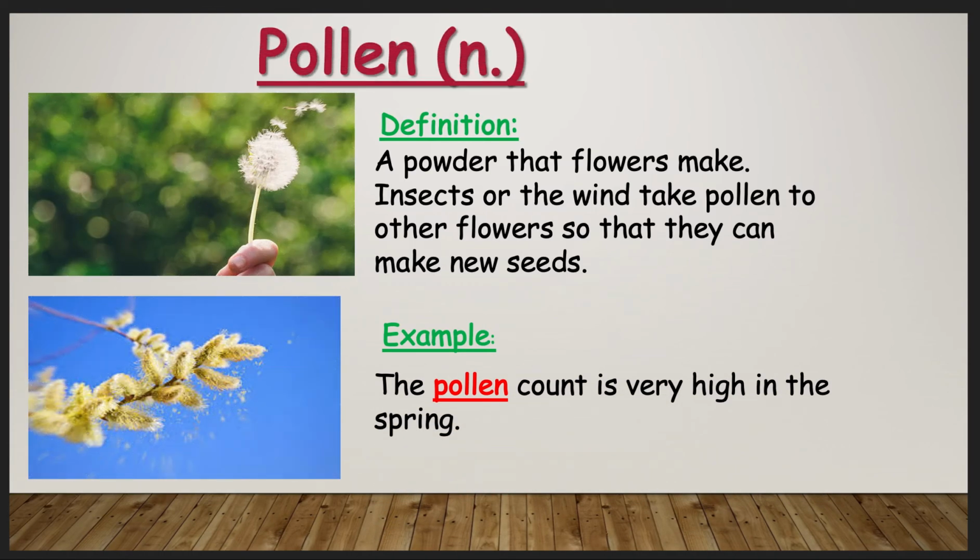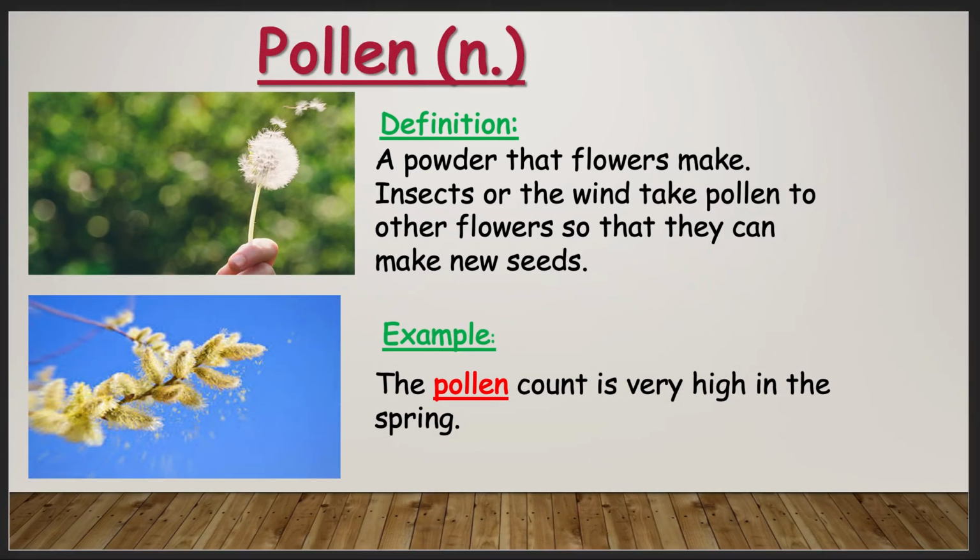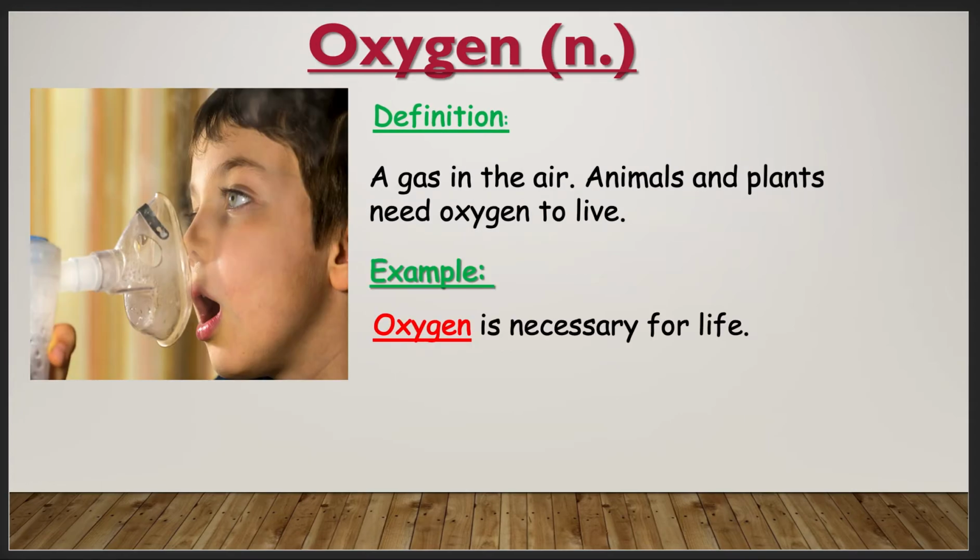We have also pollen, and pollen is a powder that flowers make, and insects or the wind take pollen to other flowers so that they can make new seeds. The example says the pollen count is very high in the spring. The last word, sorry, no, this is not the last word, I'm sorry.